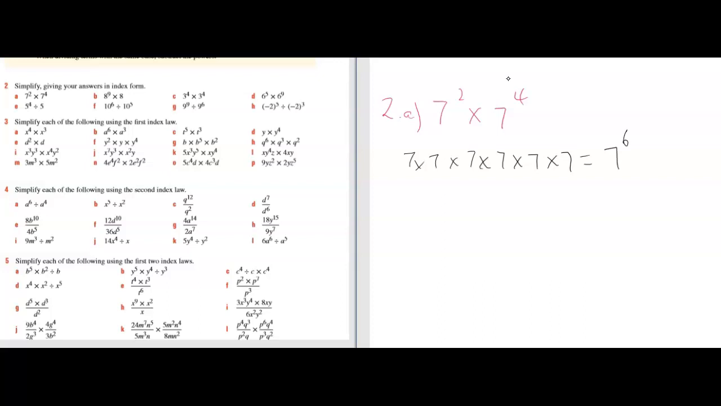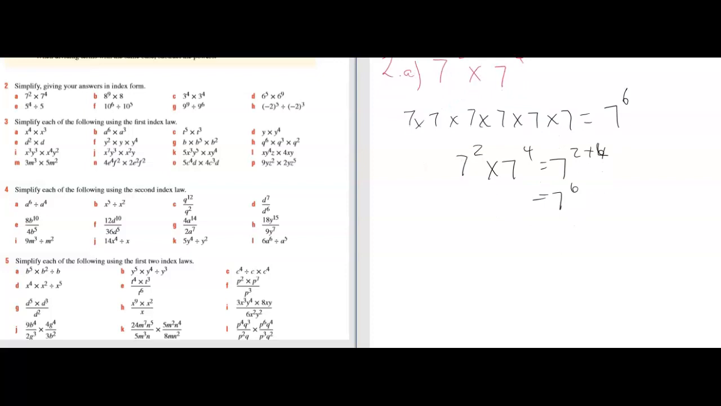But remember, when we use index law 1, that's the same as keeping your base the same and adding your powers. So that's a 4. So 2 plus 4 gives you 6. So we don't have to keep expanding it like that. All right, let's have a look at another one from question 2.